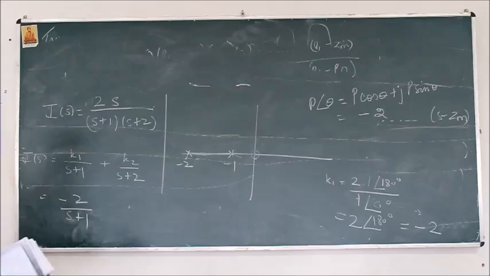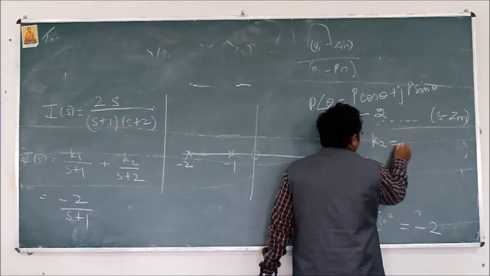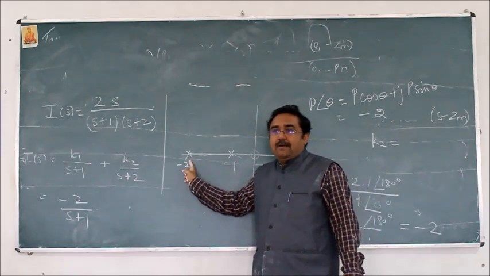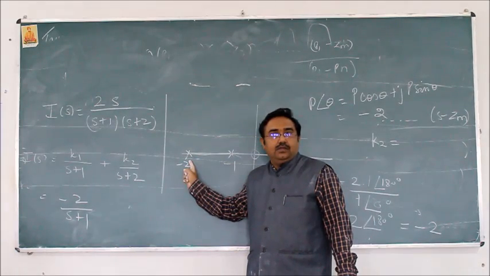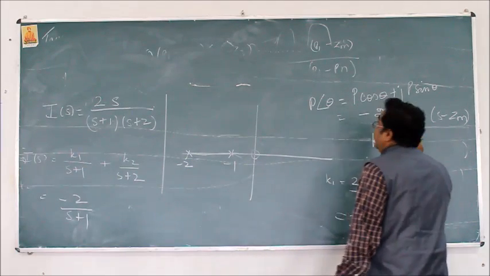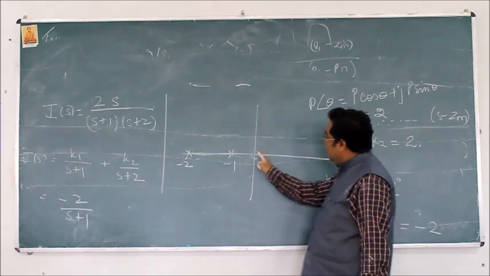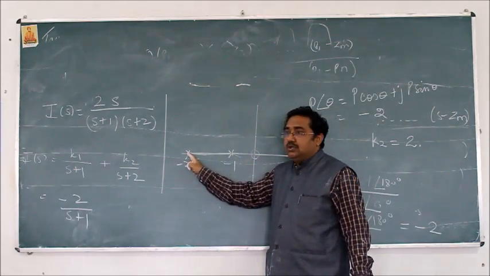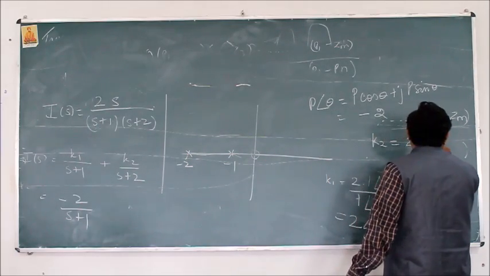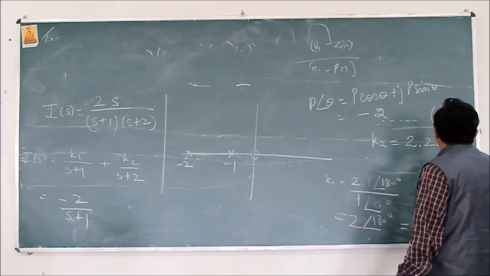Next take k2. What will be k2? Now this becomes the pole of concern. Is it clear? So first of all, what will be the scale factor? 2 multiplied by the zero. How much length? 2. Okay, fine. Angle? 180. Sure? Yes, sir. Okay, fine.